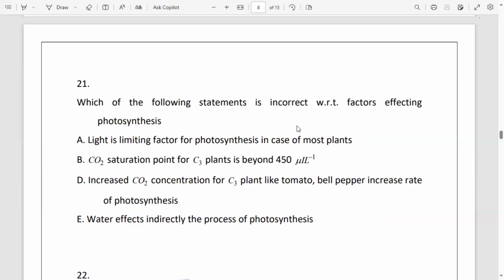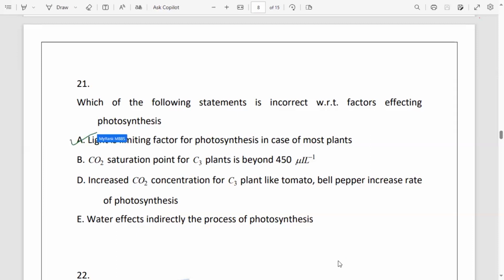Which of the following statements is incorrect with respect to factors affecting photosynthesis? A: Light is a limiting factor for photosynthesis in case of most plants. B: CO2 saturation point for C3 plants is beyond 450 microliters. C: Increased CO2 concentration for C3 plants like tomato and bell pepper increases the rate of photosynthesis. D: Water affects indirectly the process of photosynthesis. Out of these four statements, A, B, C, D, which is the incorrect one?